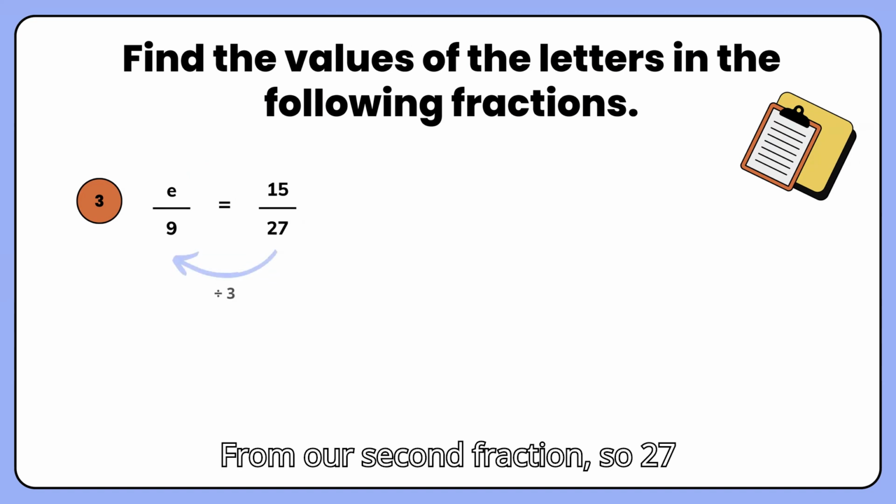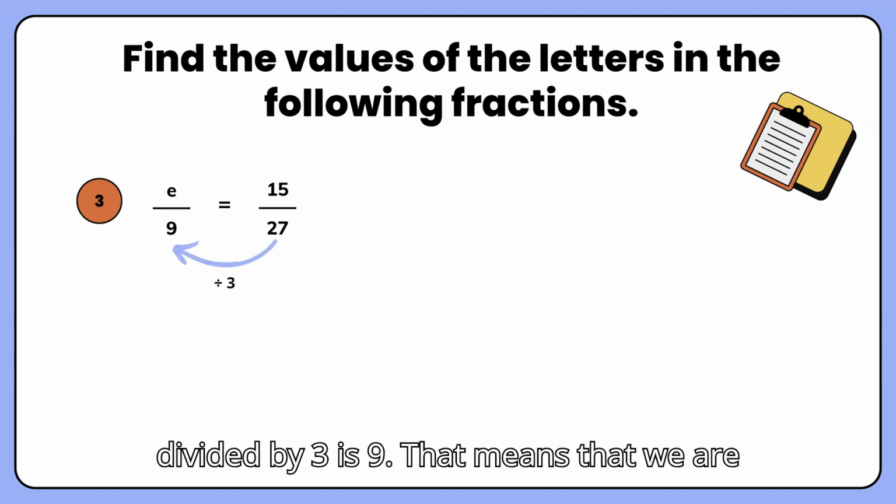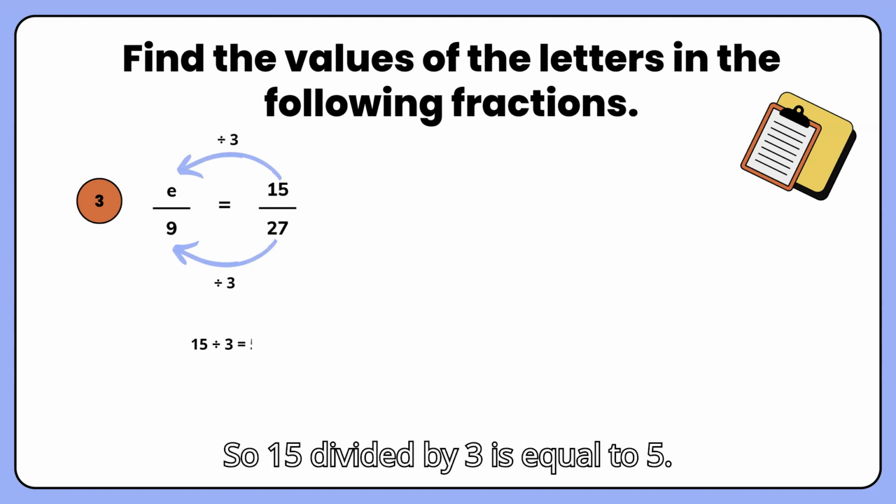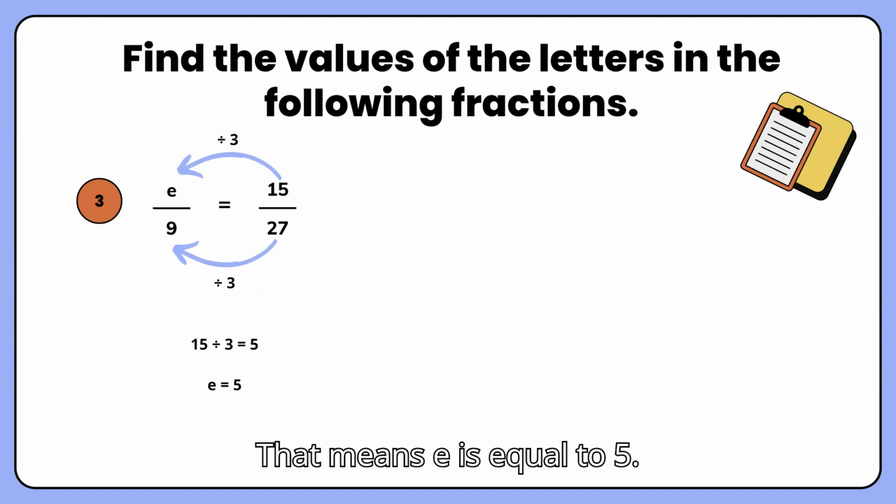So 27 divided by 3 is 9. That means that we are going to divide 15 by 3 to give e. So 15 divided by 3 is equal to 5. That means e is equal to 5.